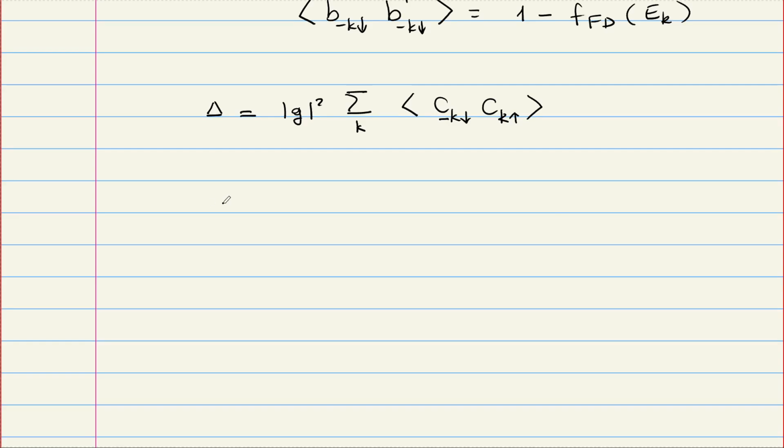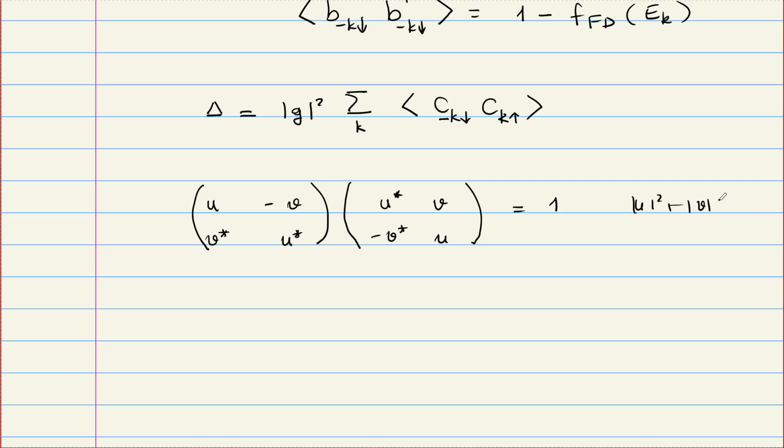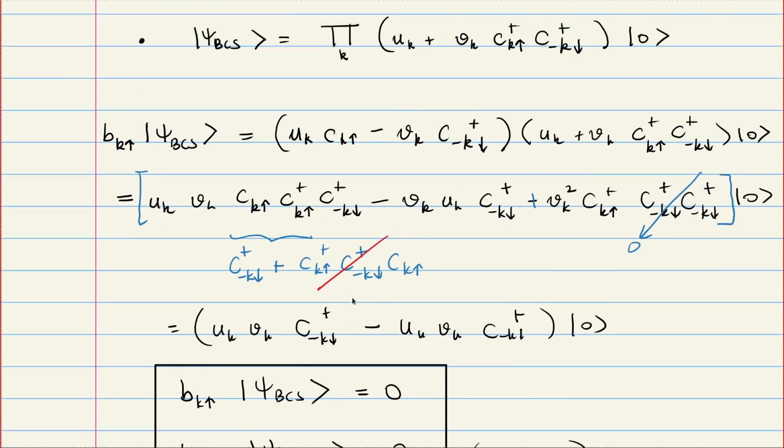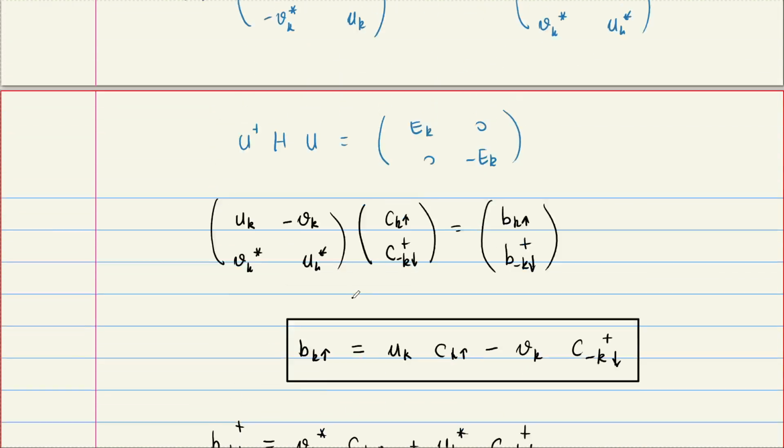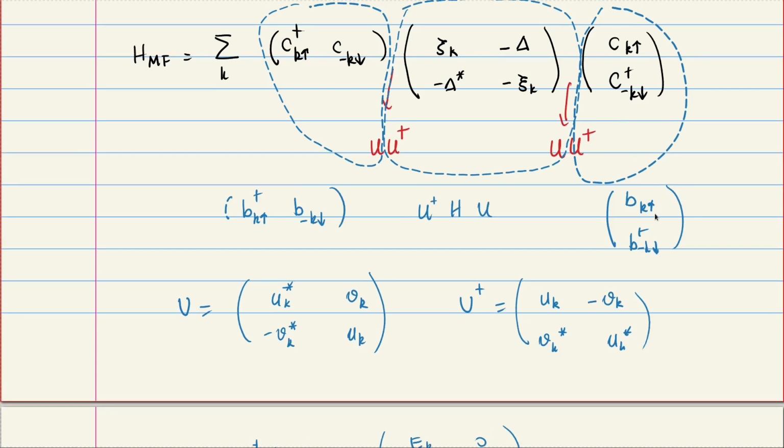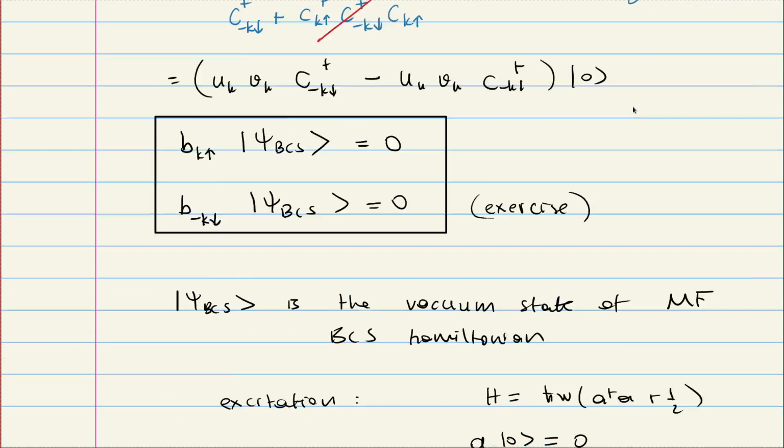So this Bogoliubov matrix was u, minus v, v star, u star. If you take the Hermitian conjugate, it is going to be u star, v, minus v star and u, and this is 1 using u squared plus v squared equal to 1. So this is u dagger, this is u. Here b k up, b minus k down dagger is equal to u dagger times c k up, c minus k down dagger. So I'm going to write this and then invert.